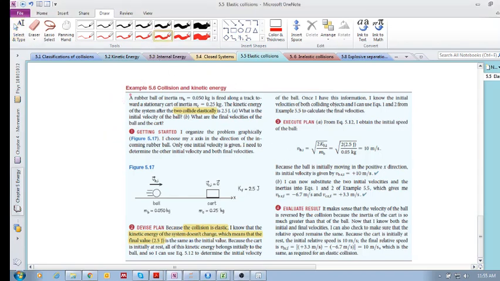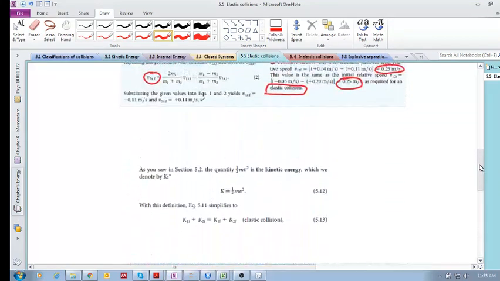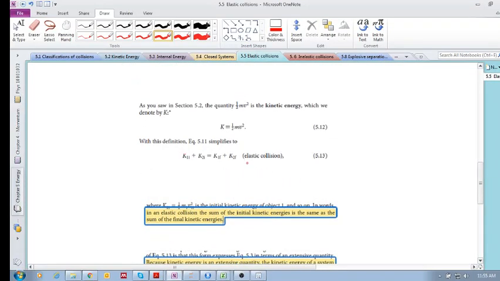Okay, so we are still in elastic collisions. Okay, so here is an example. Oh, before I get to this, the one thing that I just want to remind us of, which we know already, is that in an elastic collision, the total kinetic energy does not change. Remember, kinetic energy is half mv squared. So in an elastic collision, the sum of the initial kinetic energies is the same as the sum of the final kinetic energies.